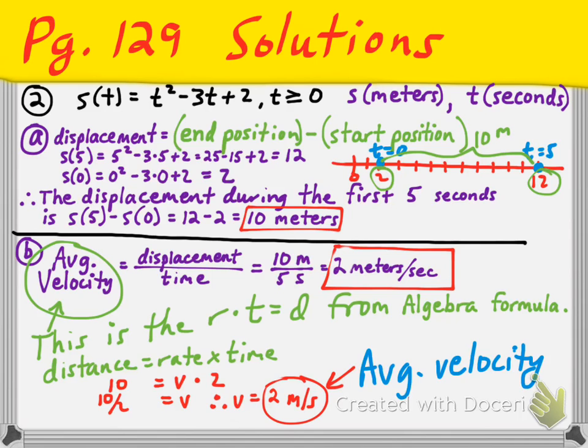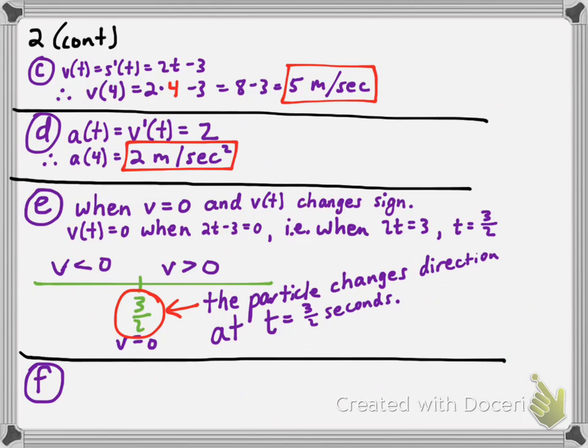All right, so that's part B. Let's go on to part C. In part C, we're being asked to find the instantaneous velocity when t equals 4. Well, the velocity is the rate of change of the position, and that's 2t minus 3. The instantaneous velocity at t equals 4 is the velocity at 4. So 2 times 4 minus 3 is 5, and that would be meters per second.